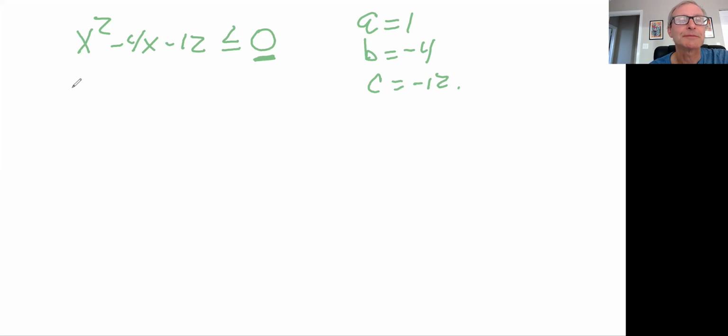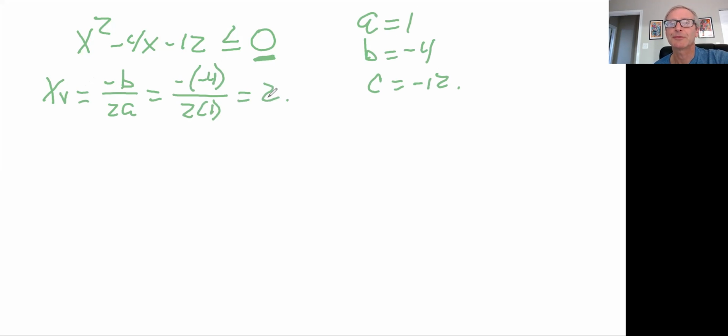What else do we know? Well, what's the x value of the vertex? The x value of the vertex is -b over 2a. When we plug in, we get minus -4 all over 2 times 1. So the x value is +2, because those two minuses on the top make it +4, and 4 divided by 2 is 2. So what's the y value?